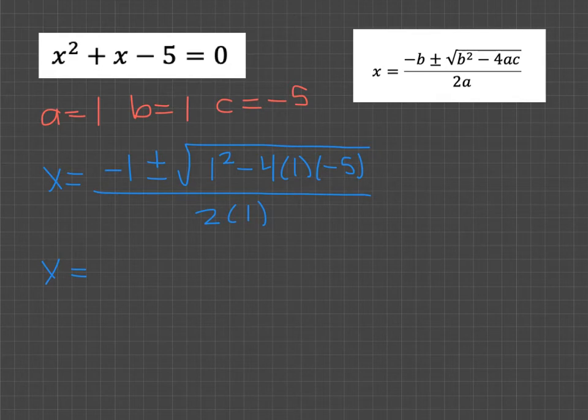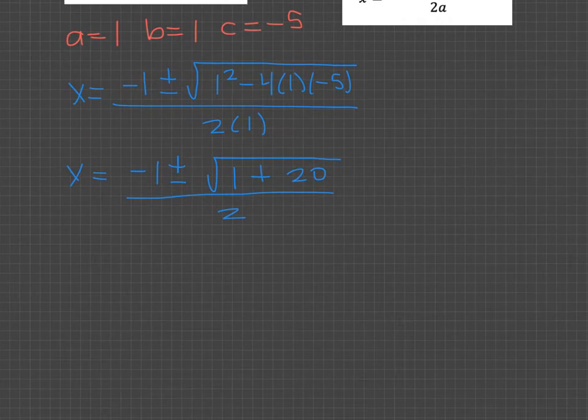Here's one of those times we want to just go slow, take our time, make sure we don't make any silly errors. So we have -1 plus or minus. Let's simplify what's underneath the square root. 1 squared is 1. -4 times -5 is going to be a plus 20. And then it's all over 2. And one more simplification to make. We can, under the square root, add 1 and 20 and get 21.